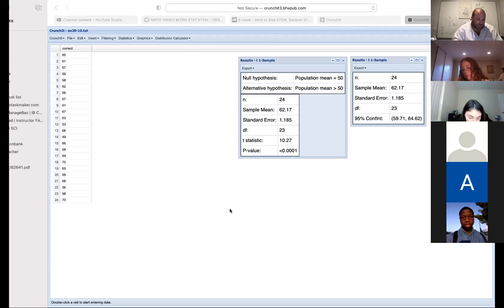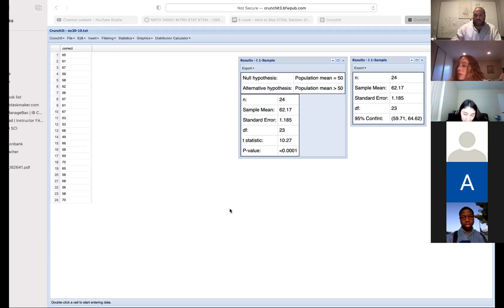And what do we get? Hopefully, you got the same thing I did, which is an extremely small p-value, 10 to the negative 10 power. 5 point whatever, 2 point whatever, I can't read backwards, but an extremely small p-value.